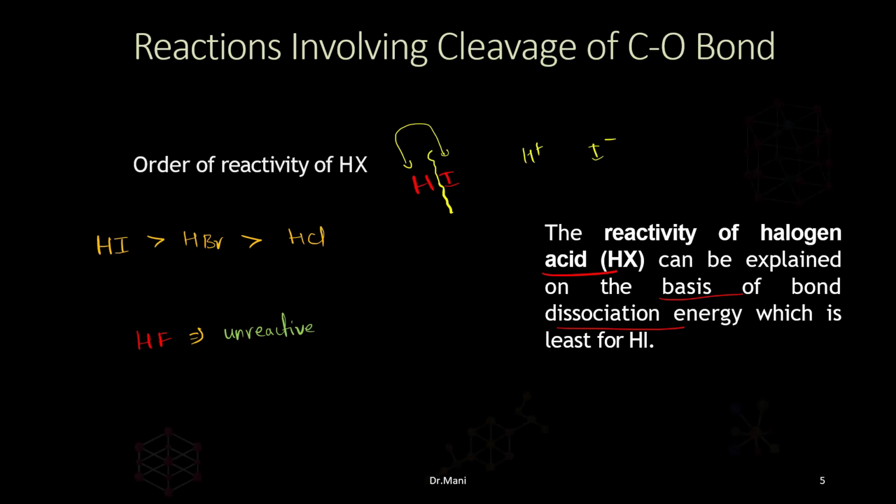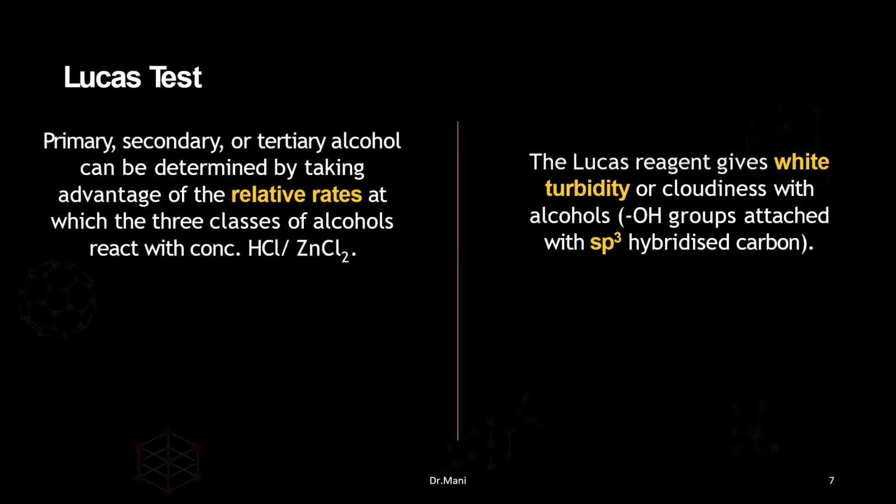So, test for alcohols. Suppose I have given you some compound and you don't know what that compound is. In order to test that, we'll be doing a series of tests. One such test is the alcohol test. Whether the compound is an alcohol or not, you will be testing it. That will be done by the Lucas test.